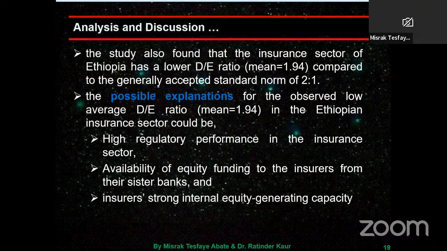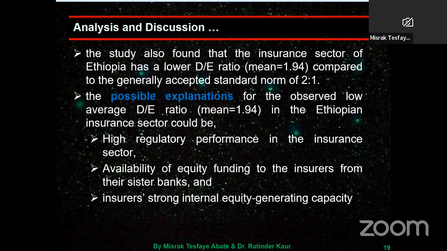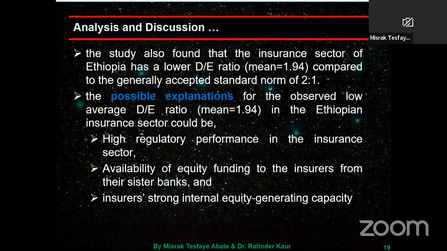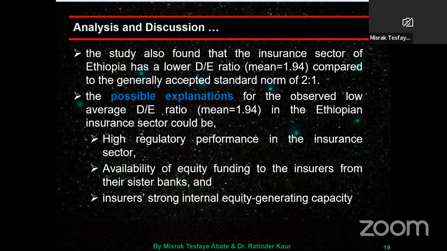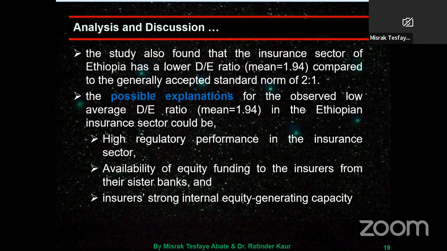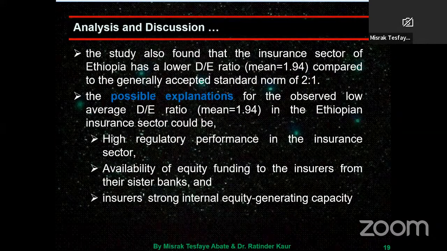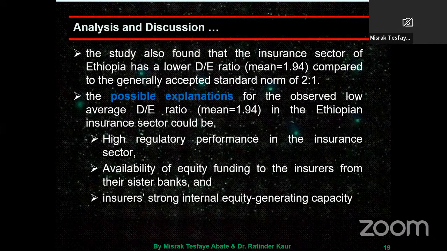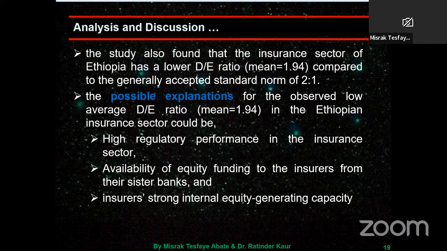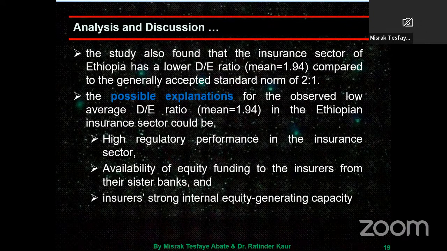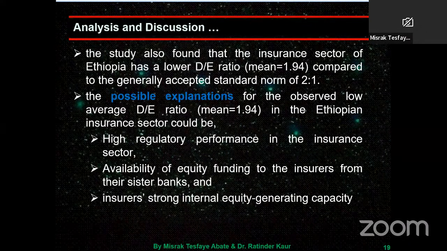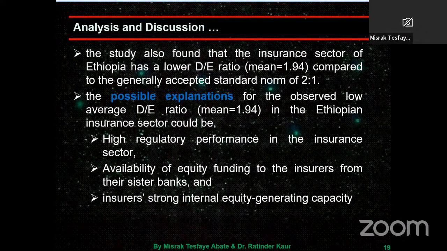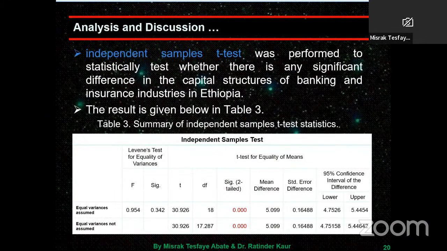2nd, availability of equity funding to the insurers from their sister banks. Because in Ethiopia, most insurance companies in the country are established by the Ethiopian banking sectors, and they even have the same name. They share the same name. The third possible explanation, insurers' strong internal equity generating capacity. These are the possible explanations for the observed low average equity ratio.